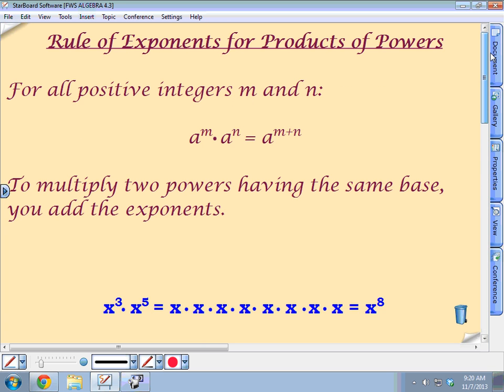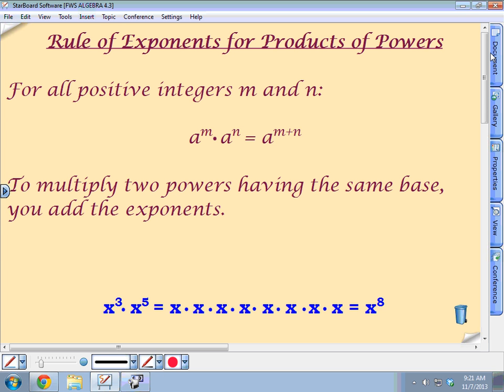Okay. So everyone write this down in your notebook. You have the rule of exponents for the products of powers, okay? For all positive integers, so if the exponents are positive, when you multiply two monomials with the same base, you add the exponents. So if you're multiplying a to the m, and you multiply it by a to the n, as long as the bases are the same, I still have the same a, then I'm going to add my exponents, okay? So let's see how that looks in real life, okay? To multiply two powers having the same base, you add the exponents.